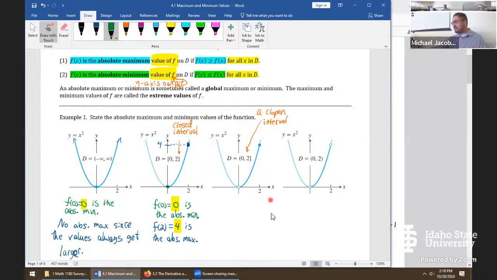First consequence, let's think about the absolute minimum on this one. Any volunteers for what we should say for what is the absolute minimum?